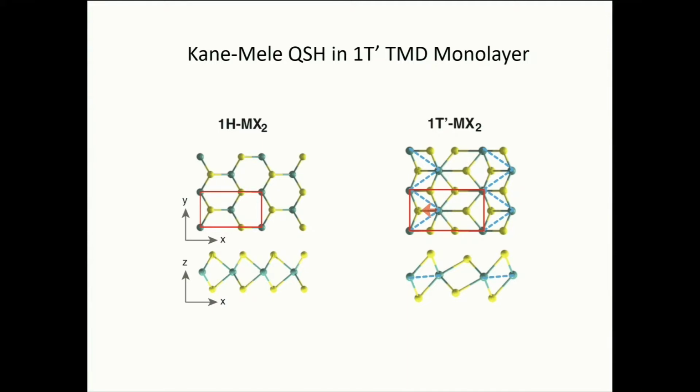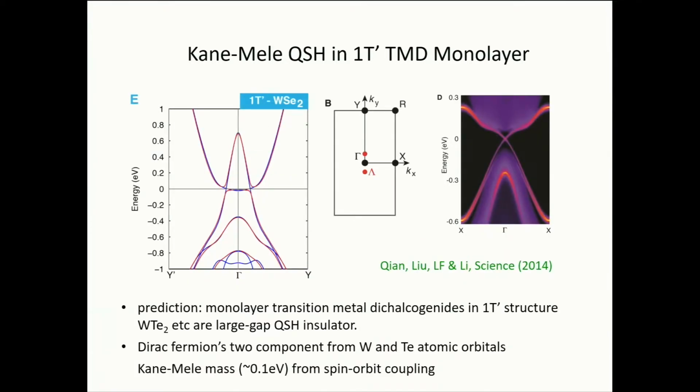So here I'm focusing on a different structure, the so-called 1T prime structure. You can think of it as more or less consisting of chains. It has a monoclinic structure. And in our group, we realized that this 1T prime structure actually leads to a 2D topological insulator.